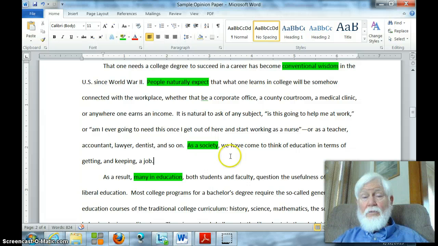As a society, we, all right? What we in general, which is a form of they, right? The society. We here simply refers to society. It doesn't refer to the author of the paper. All right. As a society, this is what we have come to think. Society thinks of education in terms of getting a job.